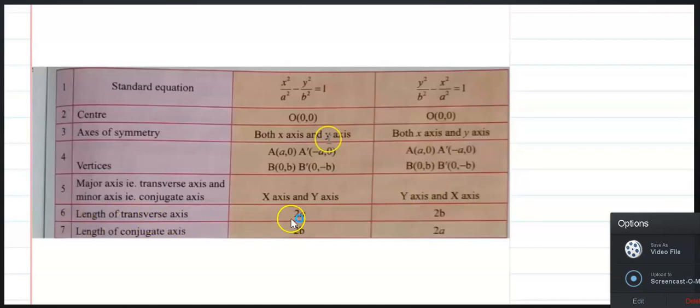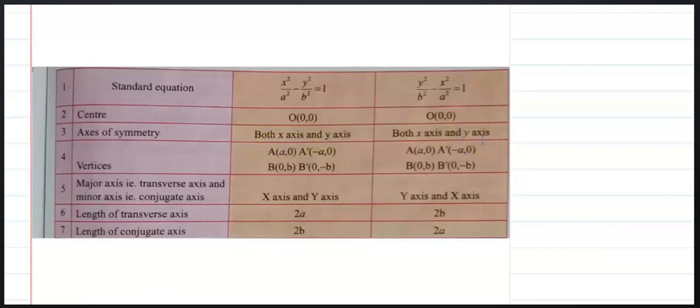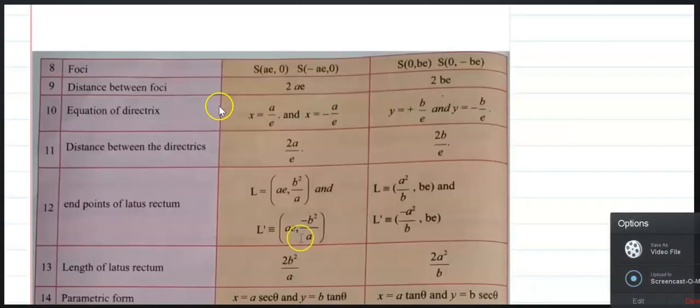Length of the transverse axis is 2a, here it is 2b. The conjugate is 2b and 2a. You can remember this. Next part is the foci, that is (a e, 0) and (minus a e, 0). Here it is (0, b e) and (0, minus b e). Distance between the foci is 2ae, 2be.